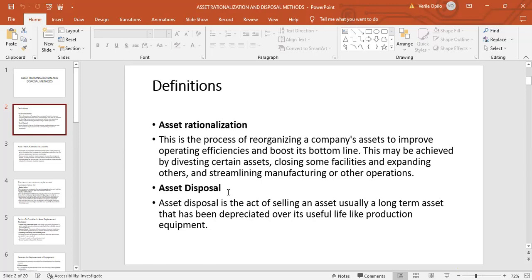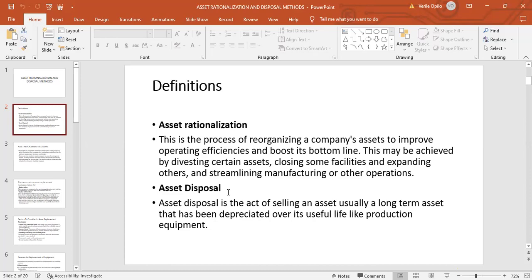When we say asset rationalization, basically this is the process of reorganizing a company's assets to improve the operating efficiency, and also to help improve the overall productivity of that particular machine. Within the organization you have assets. Some might be new, some might be old, some might be effective, some might not be effective. So it is important for the organization to look at the assets that they have and show whether they are working, and whether they are working to the degree of efficiency that we're looking for, or whether they're not currently performing the way they are expected to perform.